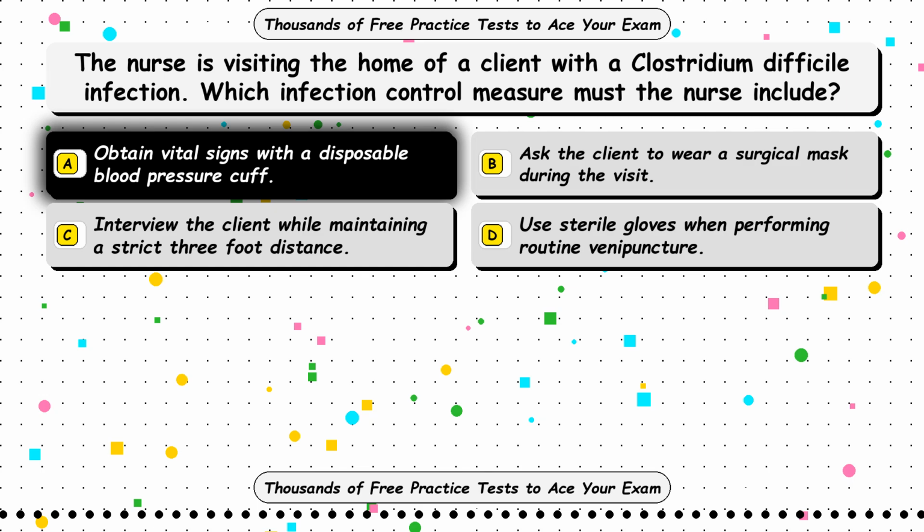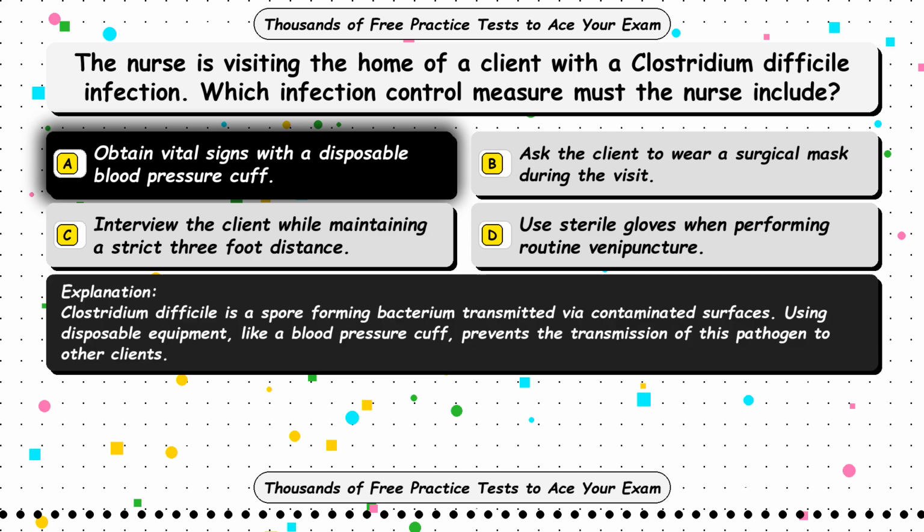The correct answer is option A. Obtain vital signs with a disposable blood pressure cuff. Clostridium difficile is a spore-forming bacterium transmitted via contaminated surfaces. Using disposable equipment, like a blood pressure cuff, prevents the transmission of this pathogen to other clients.